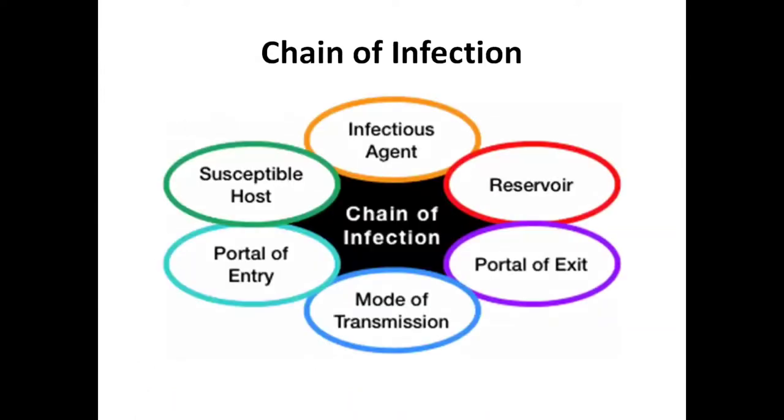You all know about the chain of infection: the agent, host, and environment. These are the most important ones. And there may be a reservoir, inanimate or animate, and there may be a portal of exit through it. As for the mode of transmission, the most important mode of transmission in the NICU is contact.